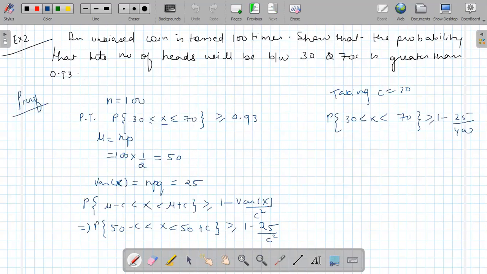Next problem is, an unbiased coin is tossed 100 times. Show that the probability that the number of heads will be between 30 and 70 is greater than 0.93.